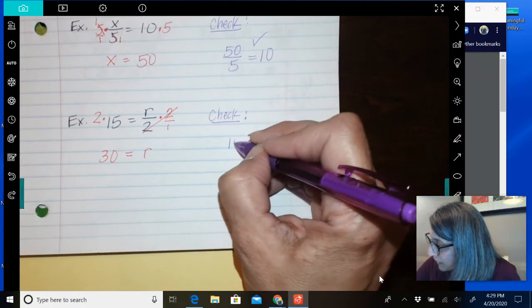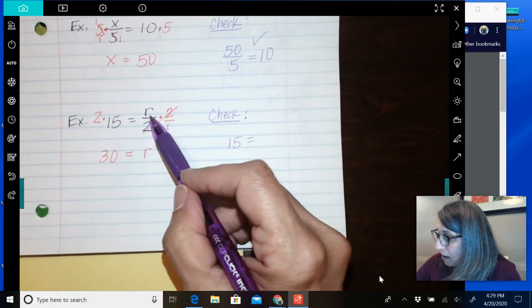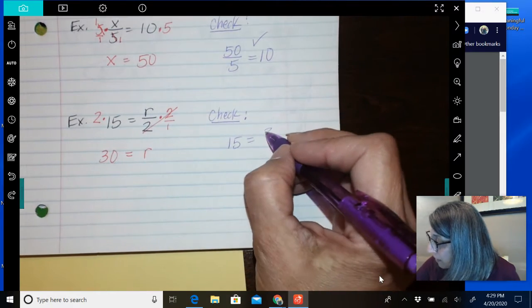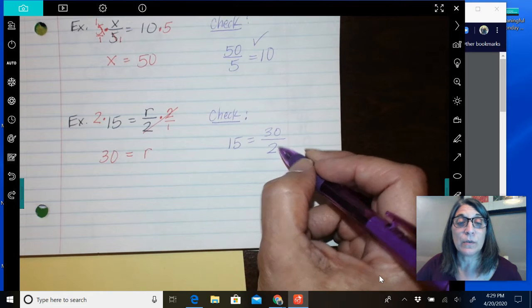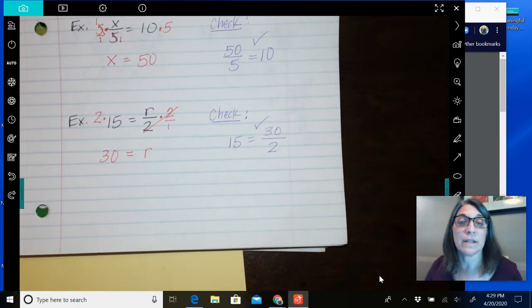So I take my original equation, 15 is equal to r over 2. I'm going to substitute in 30 for r. Is that correct? Yes, because 30 divided by 2 is 15. So that is correct. Okay, so not too hard.